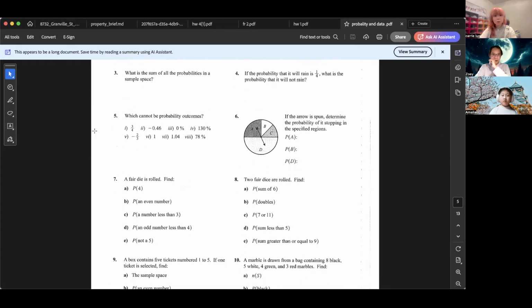Which cannot be the probability of an outcome? Let's take a look at these 8 numbers. When we talk about probability, either it happens for sure or it never happens, right? Which is 0 and 100%. So that means the probability or the fraction will stay from 0 to 1, correct?